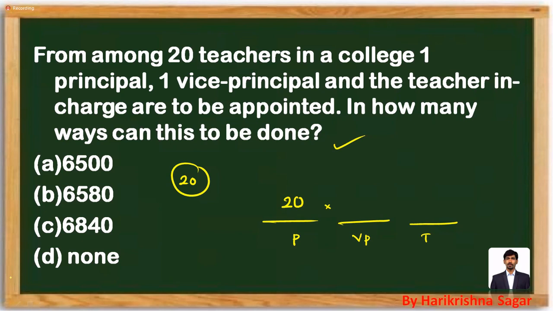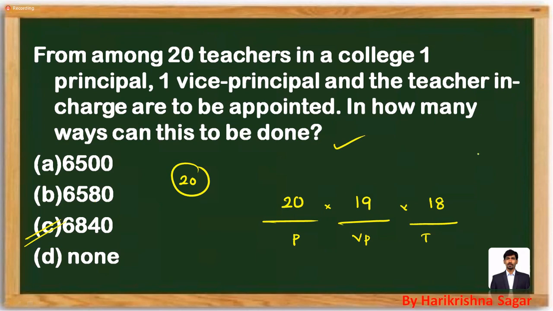And indicates multiplication. Now, because one person is already chosen as principal, we have to choose another candidate for vice principal. So there are 19 chances for selecting a vice principal. Already two candidates are selected, left over is 18, so one of the 18 candidates should be taken as teacher in charge. So the total number of possibilities will be 20 into 19 into 18. Simplify further and you will see the answer choice as 6840. Mark it as the answer choice.